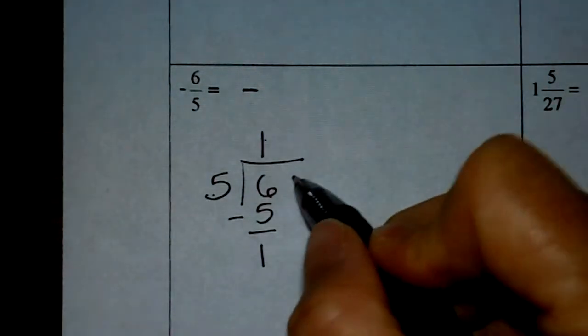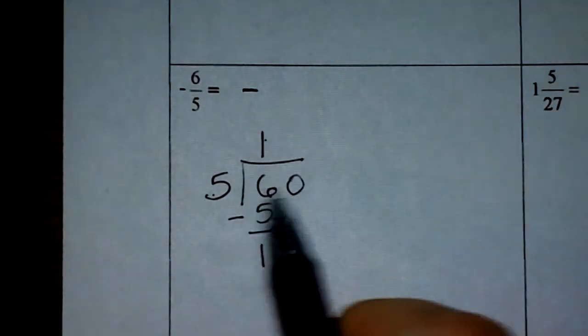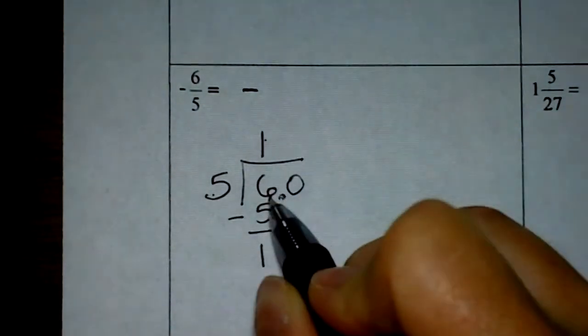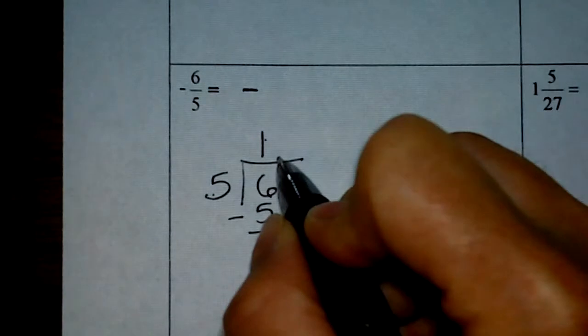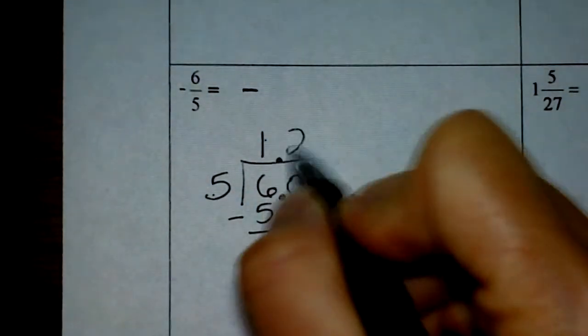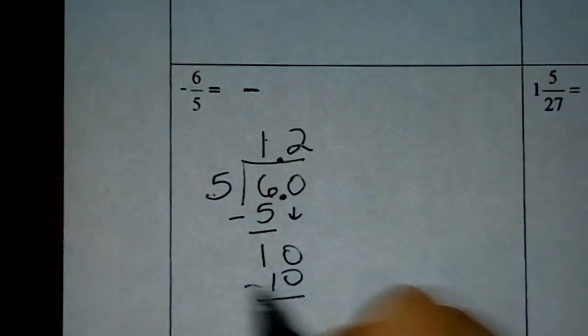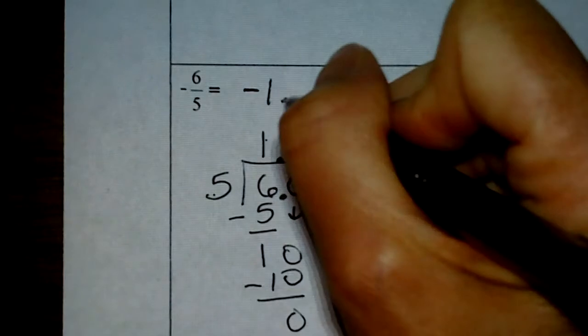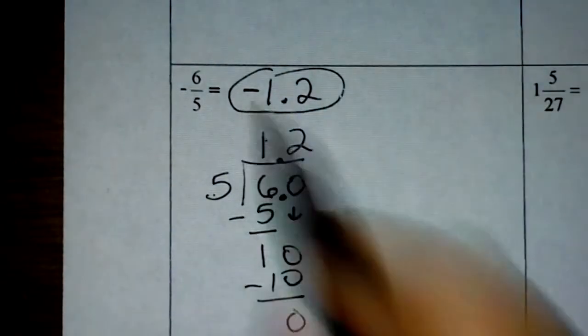If you're going to put a 0 here, we've now changed it to 60 divided by 5. Make sure when you add your zeros that you put the decimal point so that it's still 5 into 6. We'll bring that up. I'm going to drop down that 0. 5 goes into 10 twice. 5 times 2 is 10. And now we have no remainder. So we get 1.2. Bring over that negative sign, and you're done.